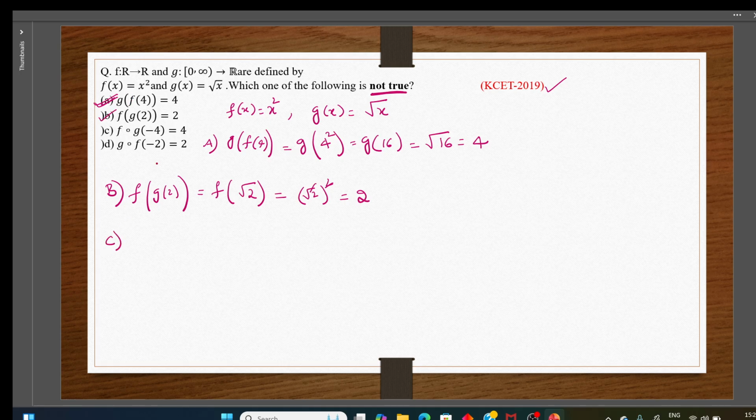Now check option C. What is option C here? f of g of minus 4. So f of g of x, where g of x is equal to root x.